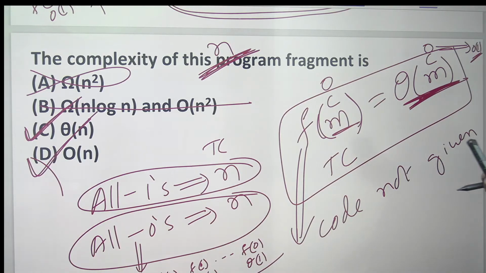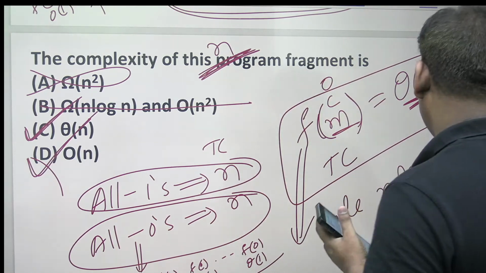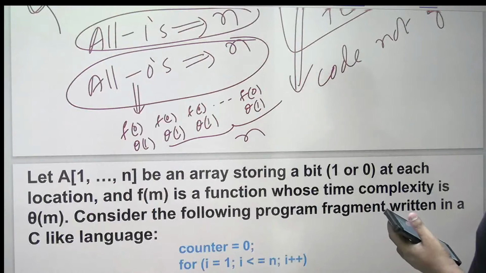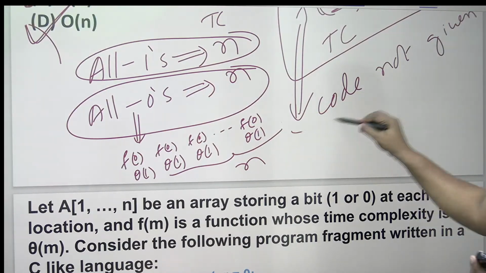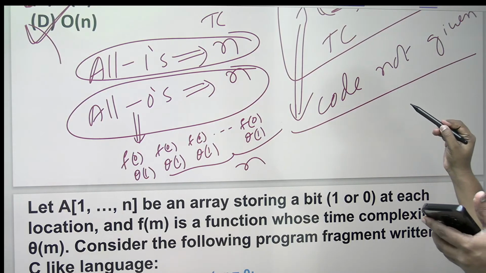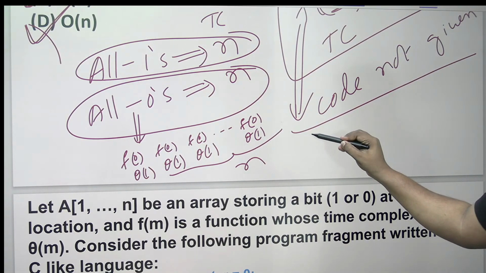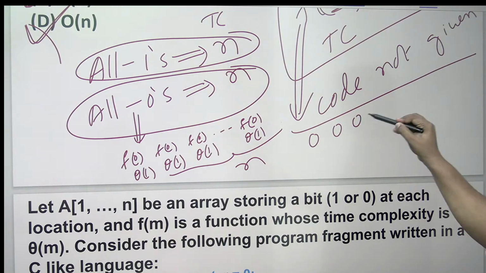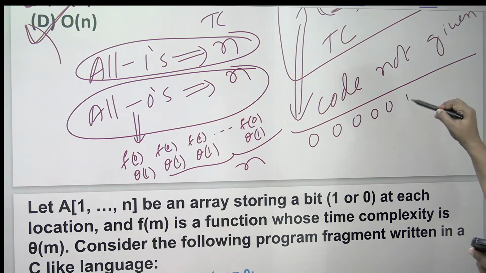Yeah, what if the array has half zeros and half ones? Let's see that also. Half ones and half zeros. I am trying that also. Everyone listen. Someone is saying half zeros, half ones. Everyone listen. Half zeros, half ones.